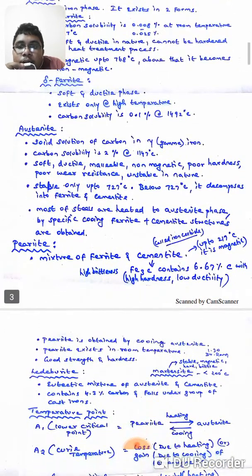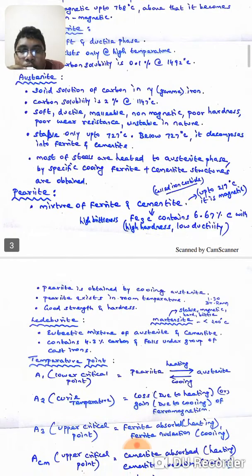Coming to pearlite, it is a mixture of ferrite and cementite. Cementite is also called iron carbide. It has high brittleness. Pearlite is obtained by cooling the austenite. Pearlite exists at room temperature, whereas austenite does not exist at room temperature. It has good strength and hardness.